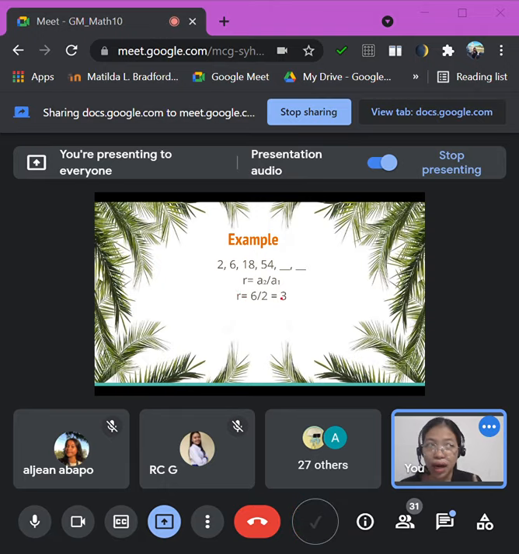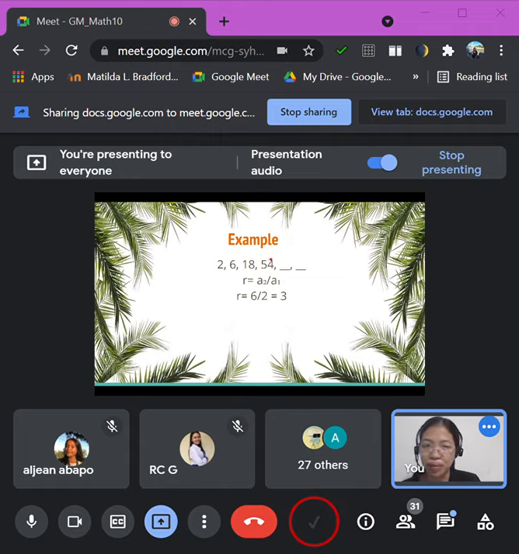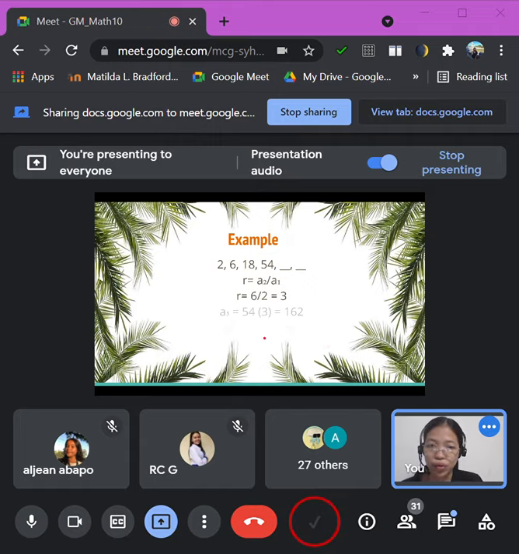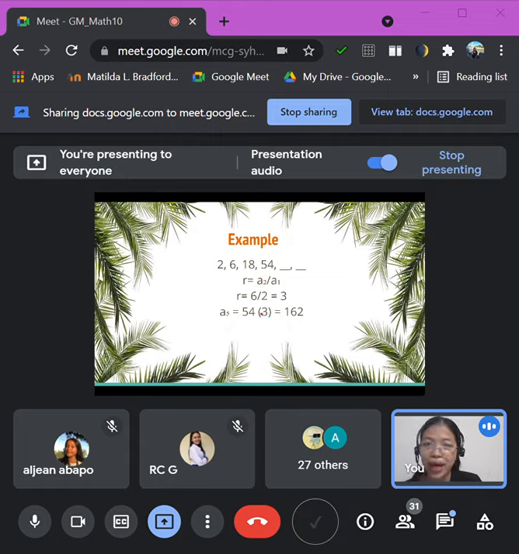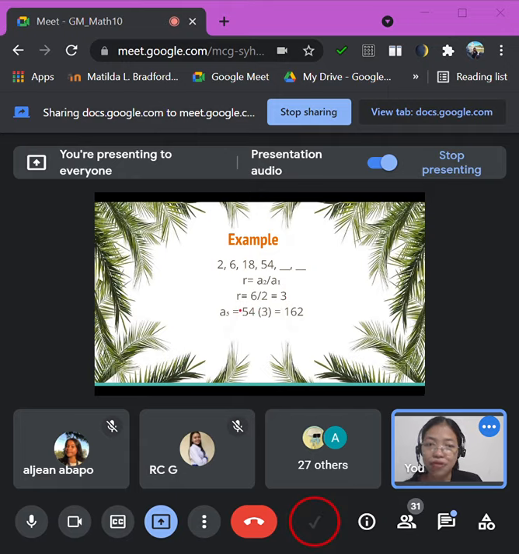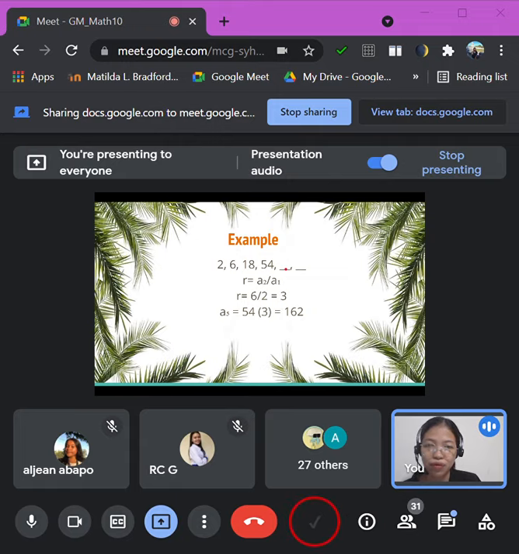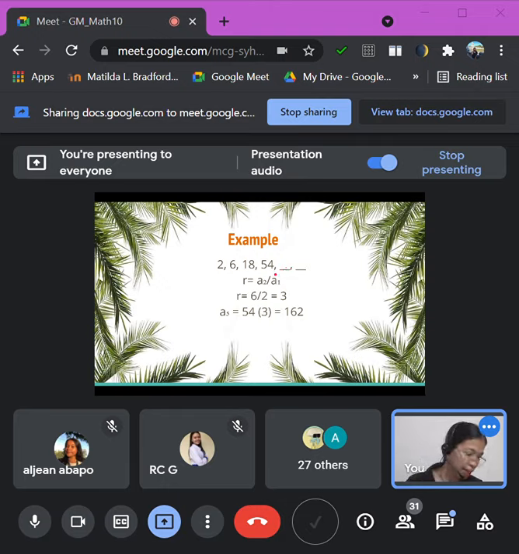Okay, class. This technique will be used only if gipanghatag na daan ang mga terms and then ang preceding or ang next term na lang atong gamiton. So now, how do we do this one? You simply multiply the last given term by your common ratio, which is 3. 54 times 3 is equal to 162. So mao na siya imong ika-fifth term dira. 2, 6, 18, 54, and then 162.